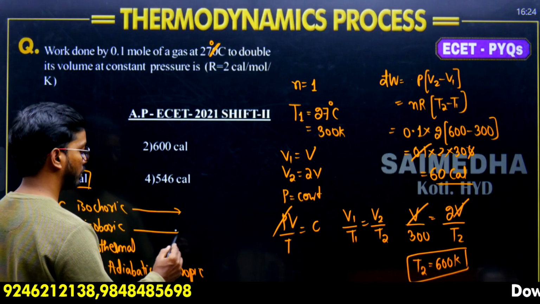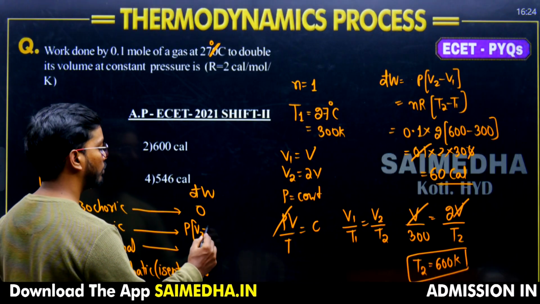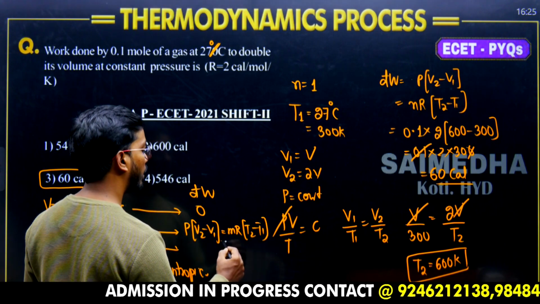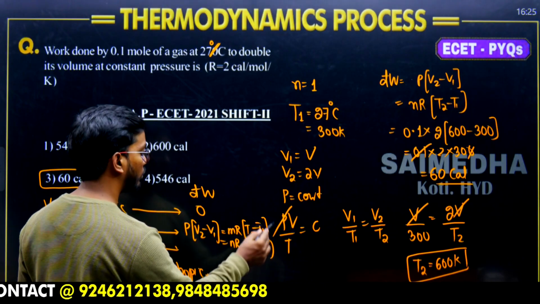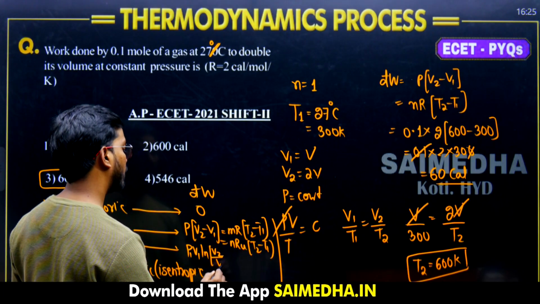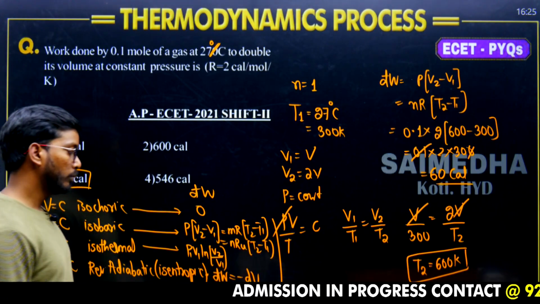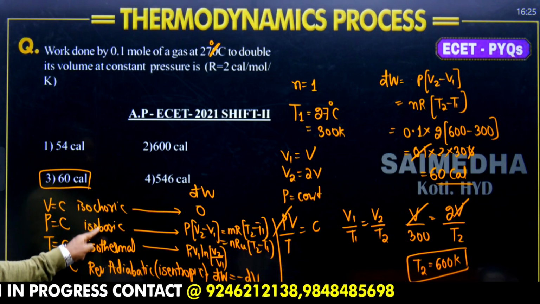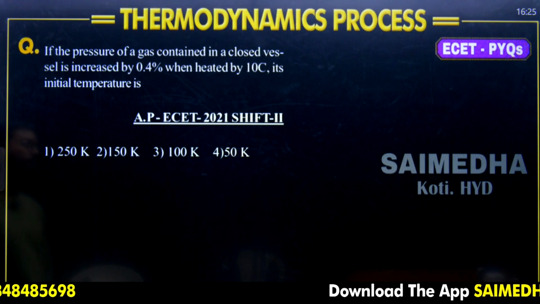So what is the work done formula? For isochoric, work done is equal to 0. For isobaric, work done is equal to P into V2 minus V1, that is equal to mR(T2 minus T1), that is equal to n into R_u, universal gas constant, into (T2 minus T1). This is the characteristic gas constant, this is the universal gas constant. Isothermal: P1 V1 log V2 divided by V1. Isentropic: dW is equal to minus dU, or you can write (P1 V1 minus P2 V2) by (gamma minus 1) also in this problem. All the 4 processes and 4 work done formulas I have given on the board. Moving on to question number 5.